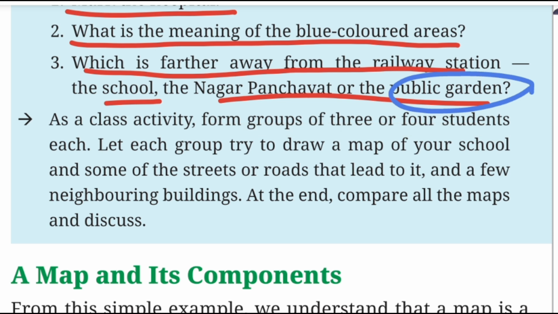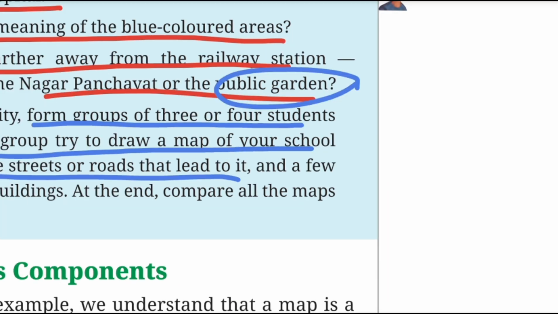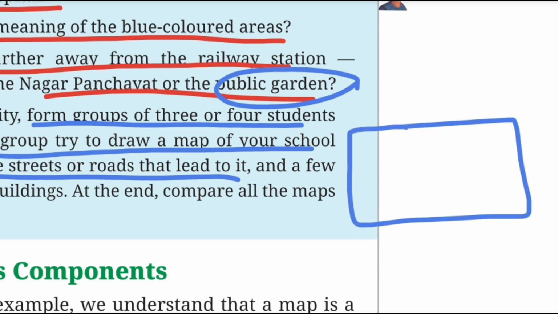Now they are saying form groups of 3 or 4 students each and let each group draw a map of your school and some of the streets and roads that lead to it. You can do it yourself or with your friends. You just draw a map and mark the places. How do we draw a map? First we take a paper. Just assume this is a school, and you want to mark the roads also. How do we mark the road? This is one road, this is one road. This road is passing like this, this road is passing like this.